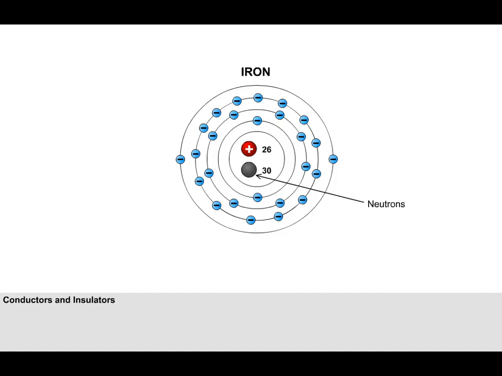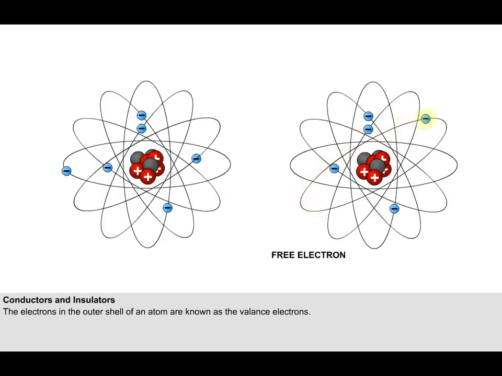The nuclei of all atoms, except hydrogen, also contain neutrons. They play no part in the electronic process, so we can ignore them. The electrons in the outer shell of an atom are known as the valence electrons. Electrons in the outer shells may be less tightly bonded to their parent atom than those on the inner shells, and are free to move from one atom to the next. These valence electrons, known as free electrons, form the basis for electrical current flow within the material.